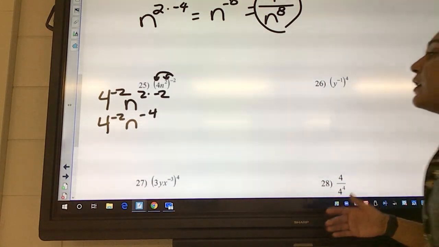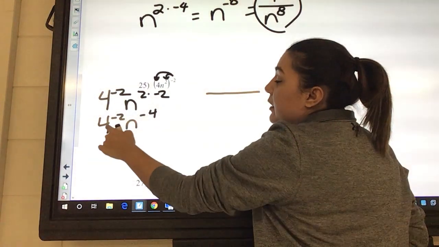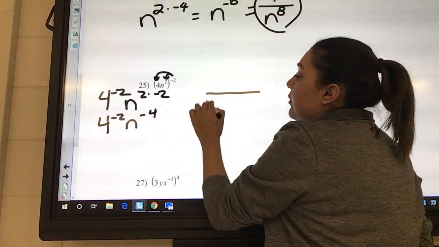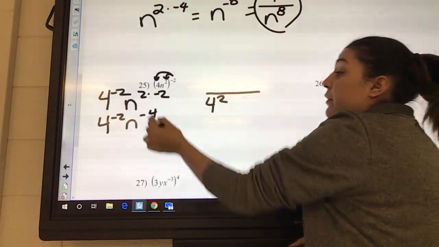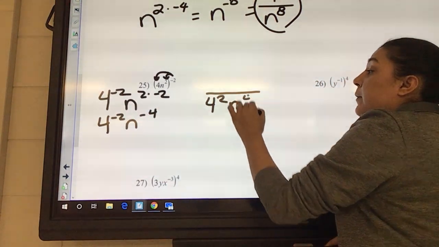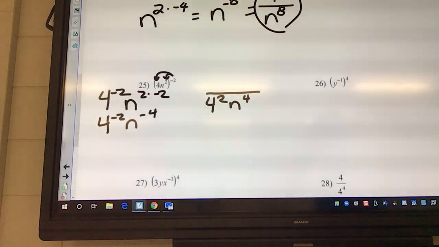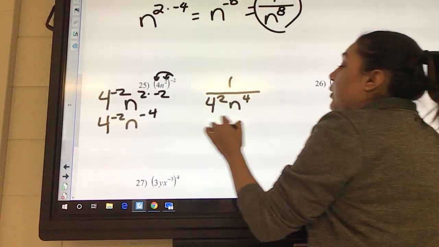Now everything's simplified as much as we can for now, and we have negatives. So we draw our bar and ask, where does this one go? The 4 to the -2 is going to go on the bottom. N to the -4 also has a negative in the exponent, so it's going to go on the bottom. What can we put up top? There's nothing there, so we put a 1.